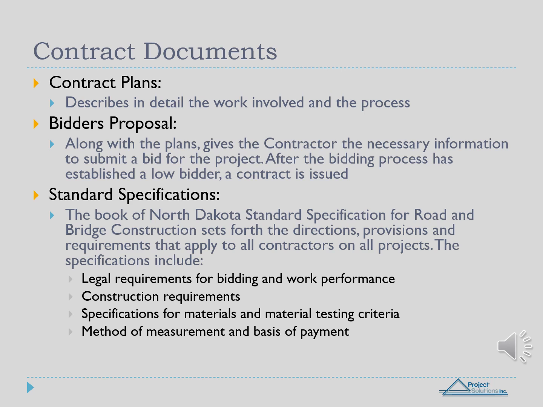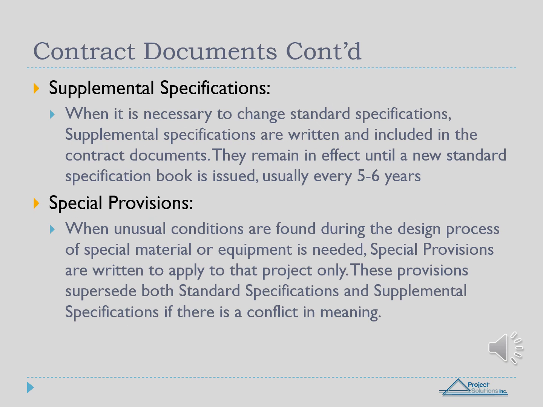The specifications include legal requirements for bidding and work performance, construction requirements, specifications for materials and material testing criteria, and method of measurement and basis of payment. When it is necessary to change standard specifications, supplemental specifications are written and included in the contract documents. They remain in effect until a new standard specification book is issued, usually every 5 to 6 years.